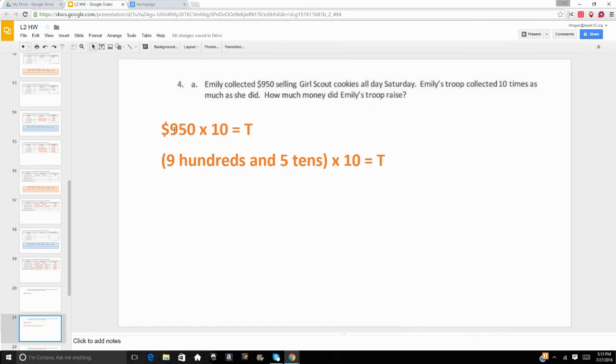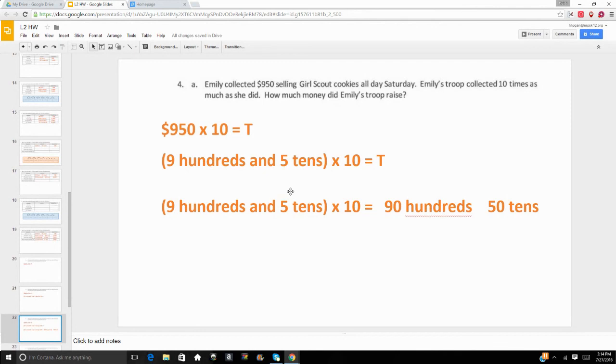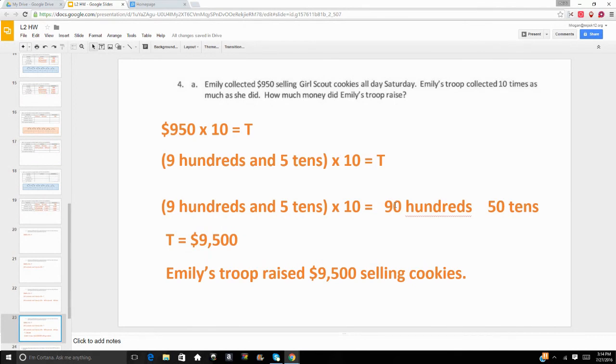We can change 950 to 900s and 50, well, 5 tens. So 900s and 5 tens times 10. And as we did with the previous chart, 900s times 10 is 90 hundreds, and 5 tens times 10 is 50 tens. So we have to regroup. We know that 90 hundreds, if we move over into the thousands place, that would be 9,000. And 50 tens, if we move over a place, that would be 5 hundreds. So Emily's troop raised $9,500 selling cookies. Go troop.